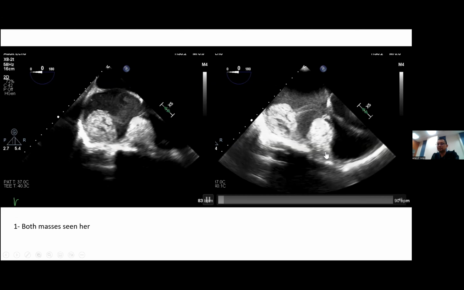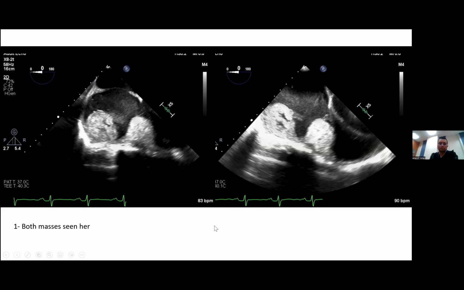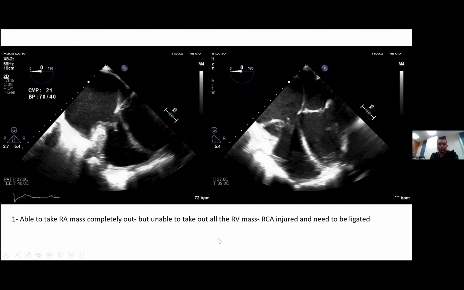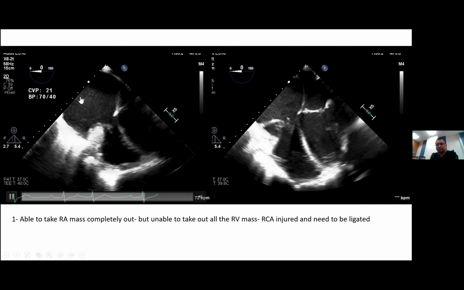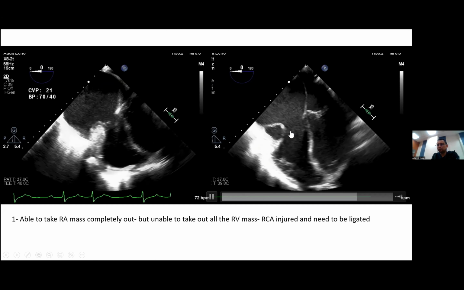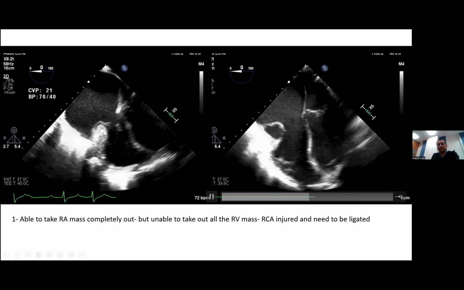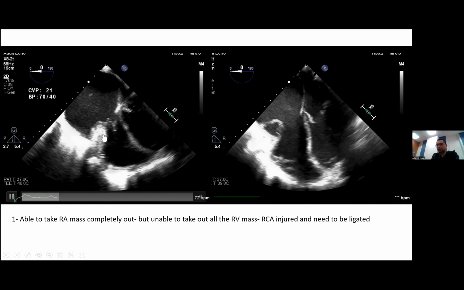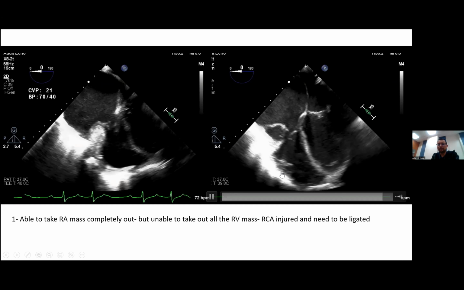But this is a transesophageal echocardiogram. You can see that the RA mass can be taken out completely, right? The RV mass, I think they did a very good job with the RV. But unfortunately, there is still mass here that they really cannot take out. They find it difficult to take out the RV mass.